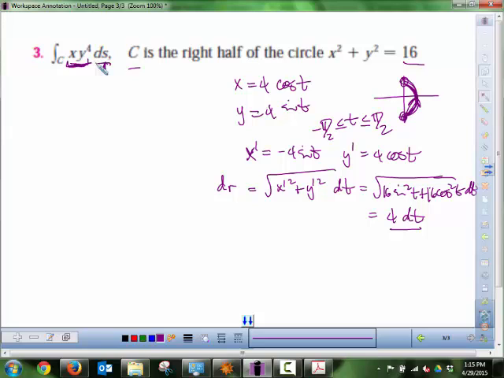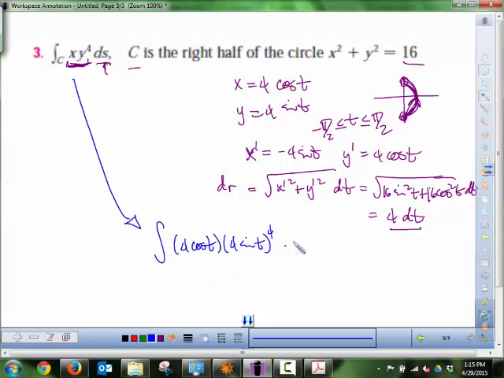So the only thing left to do is to plug in our values for x and y. So we have our path integral is going to look like this. It'll look like x, that's 4 cosine t. That's what x is equal to. y to the 4th, that's 4 sine t raised to the 4th power. And then ds, which is 4 dt. And our limits, negative pi over 2 to positive pi over 2.